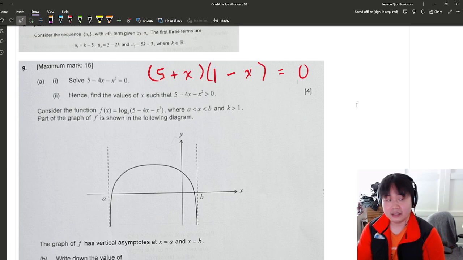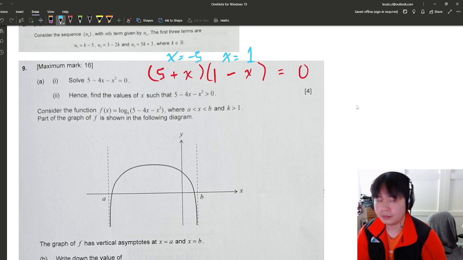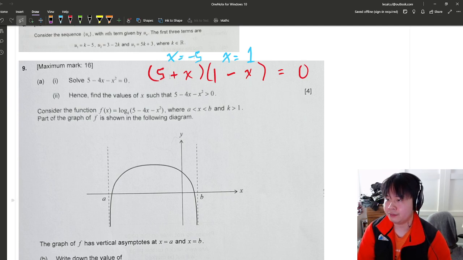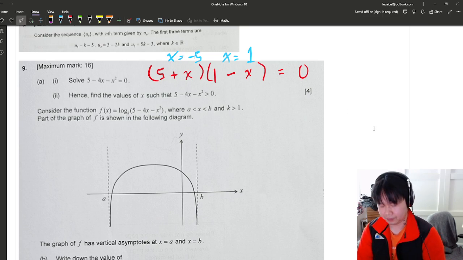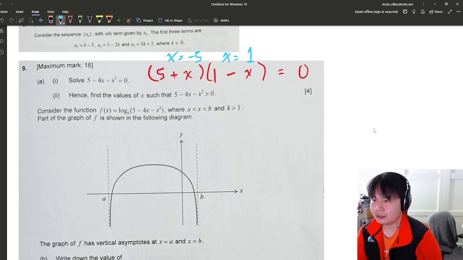Okay, then we solve this, so x can be either 1, because 1 minus 1 is 0, or x can be -5, because 5 plus -5 is also 0. Hence, we need to find the values such that this thing is greater than 0. Okay. So this is a quadratic inequality.